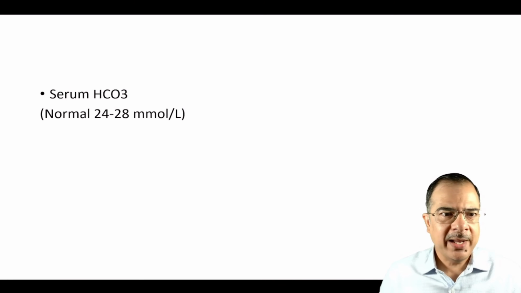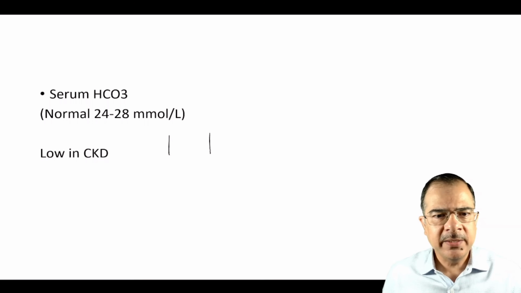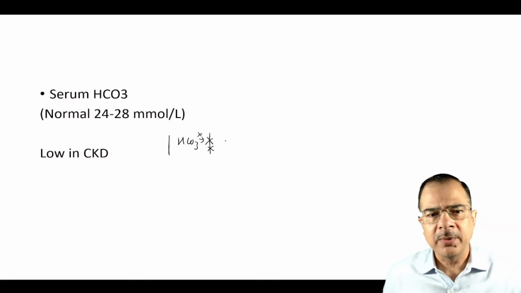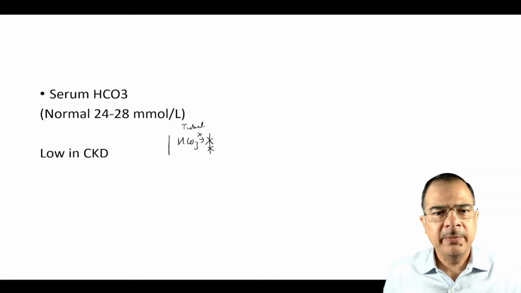Serum bicarb normal range is 24 to 28, and it will be low in CKD patients. The reason is simple. In the CKD patient, tubules are not working, and the function of the tubules is to reabsorb the bicarb. So tubules will not be able to reabsorb the bicarb, so the blood level of bicarb will be decreased. So there will be metabolic acidosis.